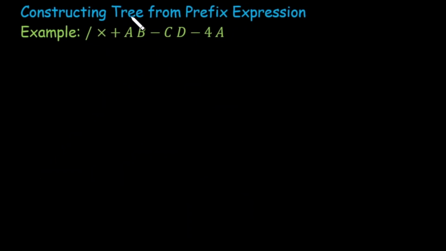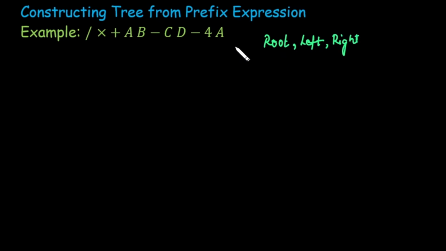Next we have constructing the tree from the prefix expression. Consider this example. We need to find the ordered rooted tree from this prefix expression. Before moving to the ordered rooted tree, we have two important rules. In any expression tree, remember that operators are internal vertices and constants or variables are the leaves. So in prefix notation, we always read the root first, then the left subtree, then the right subtree.